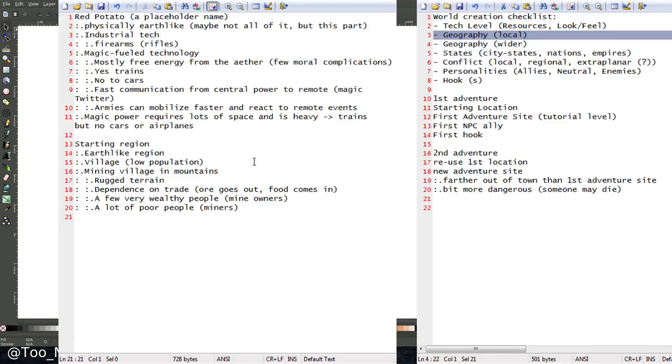Now, the distance between these is relative, right? A very wealthy person from a mining community might be poor by city standards, but we just have to keep it in perspective while we're talking about the starting region.